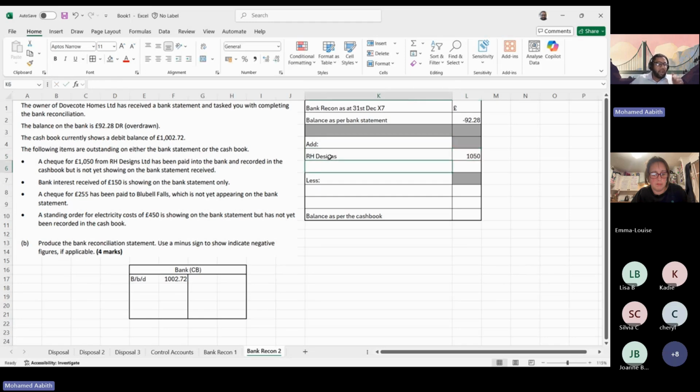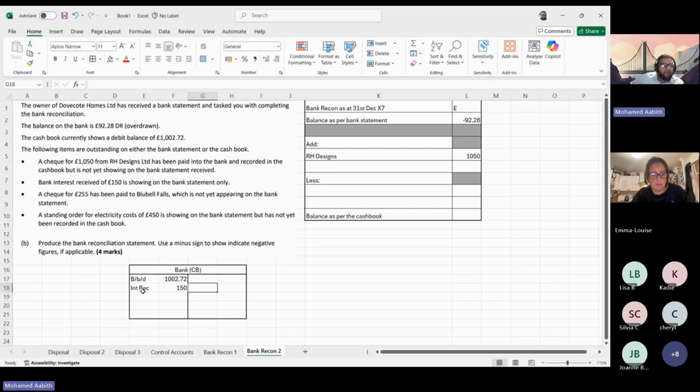Let's look further. A bank interest receipt of £150 is showing only on the bank statement. So what do we need to do? I'm going to say here, the interest received. So money coming in, interest received £150, which increases my bank balance, which I'm not going to be complaining about. £150? Yeah, of course I'll take it.